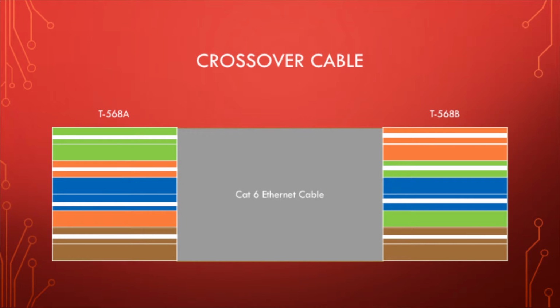You can, however, use a crossover cable for troubleshooting or connecting two like devices such as two computers or two switches. A crossover cable is a cable that has the A standard at one end and the B standard at the other end. Now, these are wired with RJ45 ends and they look just like normal patch cables.